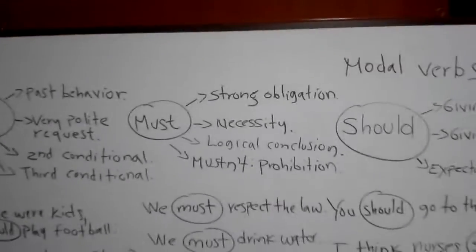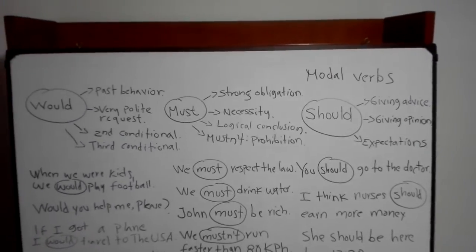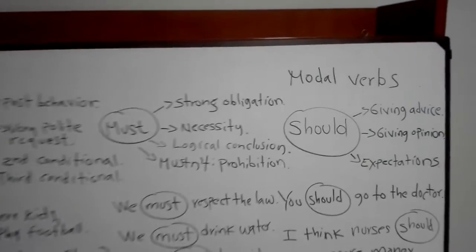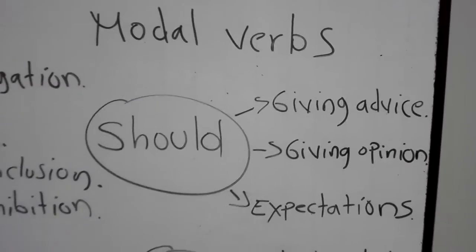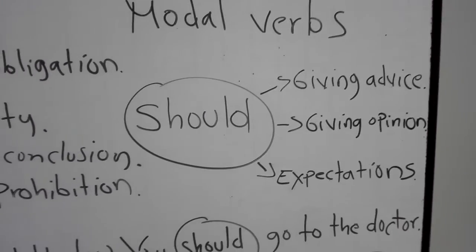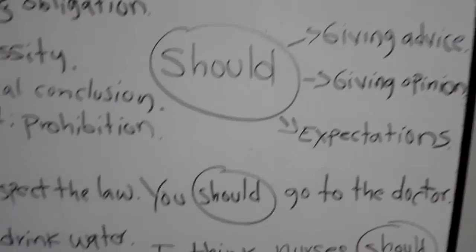So this time we're going to talk about three more modal verbs. They are should, must, and would. So let's start with should. We use should when we are giving advice, when we are giving opinion, and when we are talking about expectations. So let's see how it works.